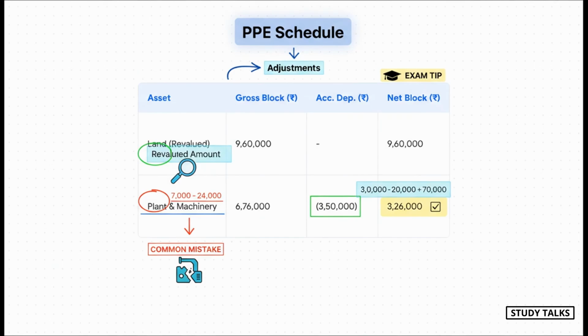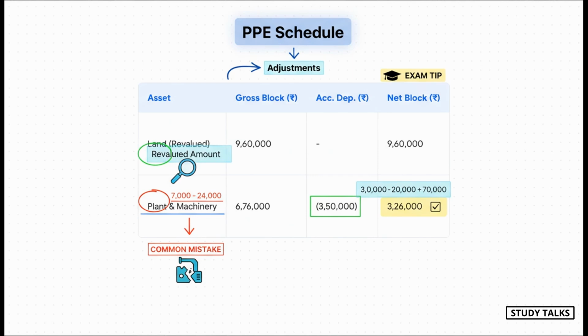And now for the main event, really, the PPE schedule. This note is huge because it pulls together so many of our adjustments into one place. Let's break it down. For land, it's simple. The new value is 960,000. For plant and machinery, look closely. We started with a gross block of 7 lakhs. We sold a machine that cost 24,000, so we subtract that, leaving a closing gross block of 676,000.